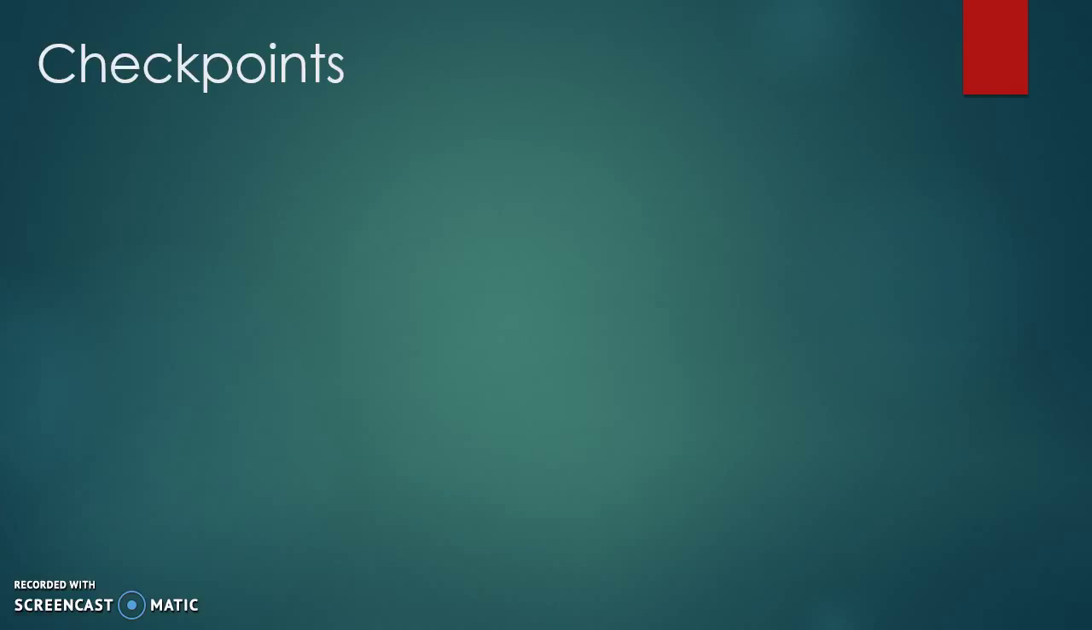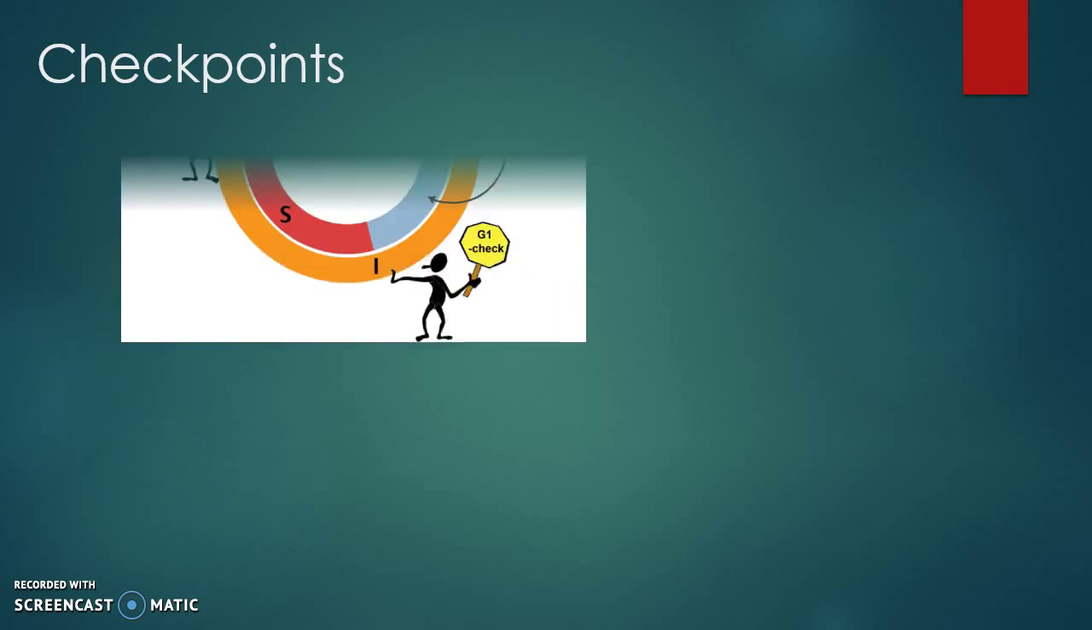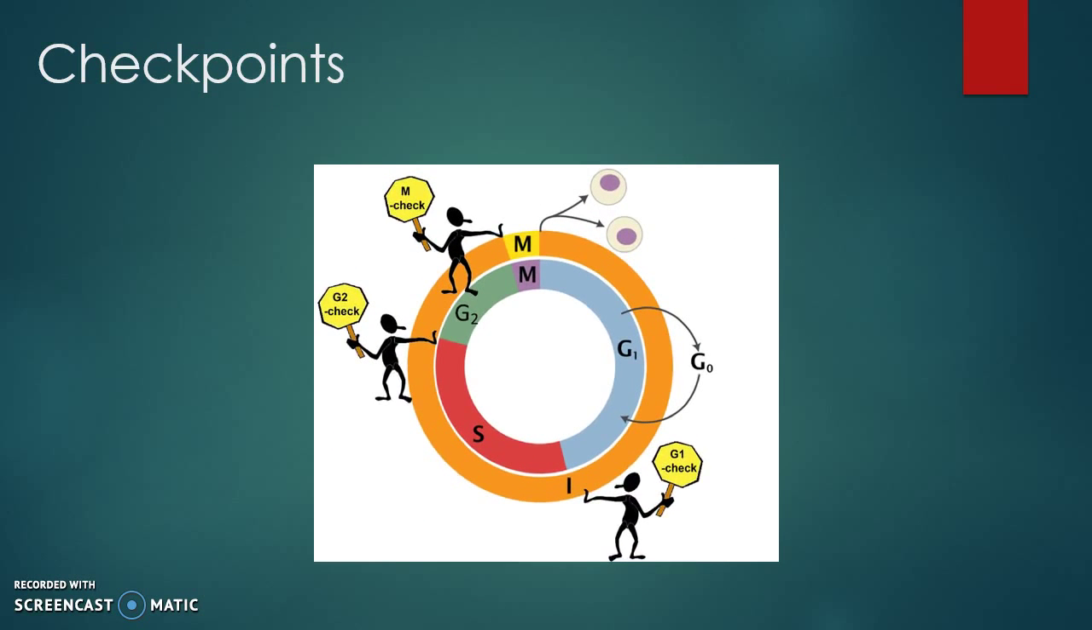The cell cycle has checkpoints that regulate the cycle. 3 of the major checkpoints are in G1, G2, and M phase. A checkpoint is a control point where stop and go signals can regulate the cycle.